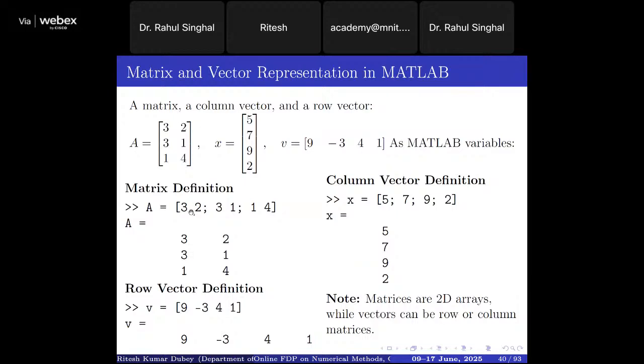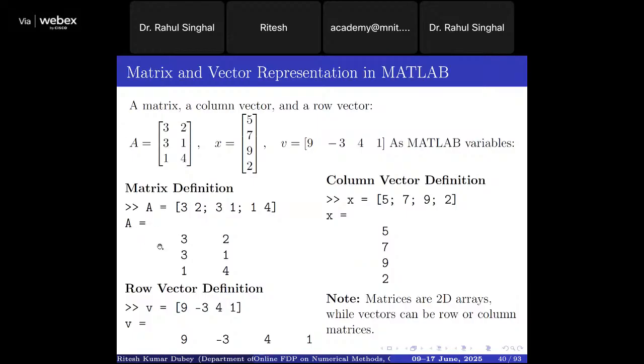So 3 comma 2 or 3 space 2. So you want to write the row 3 and 2. So you just separate the 3 and 2 by white space, or you can put a comma in between them. And whenever you are completing the row, you can terminate the row by semicolon. Then the next row, again, this time 3 white space 1, then semicolon and 1 4. So basically, each row entry will be separated by a white space or simple comma, and each row will be terminated by a semicolon.